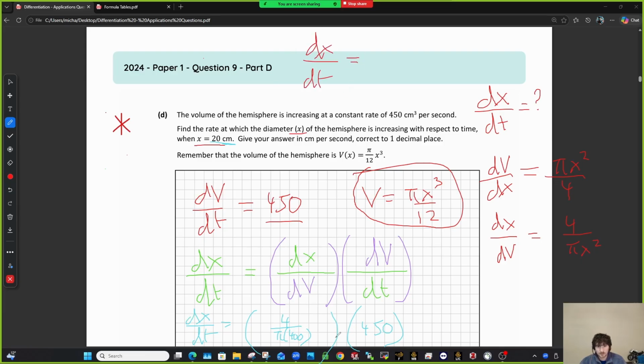So dx/dt, when you multiply those together, you get, to one decimal place, 1.4. And the units: x is in centimeters, and t is in seconds. So this is 1.4 centimeters per second, and it's a positive number as well. So it's increasing because it's positive. Okay, so hopefully people are good with that.